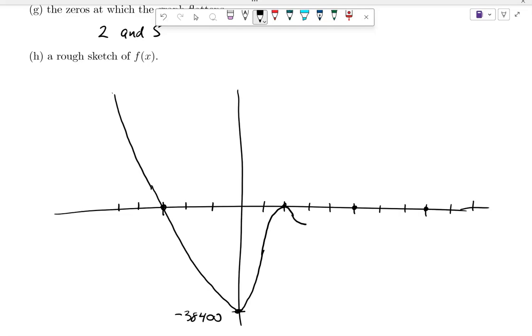Now I'll go to the next 0. What happens at the next one? It kisses it again. Just touches it, comes back off of it again. Go to your next 0. What happens there? Crosses. Does it flatten? No. So it just goes straight through. And did we end up in the right spot? Yeah, the end behavior is supposed to go up to the right, isn't it? Here we go, we're done. There's a rough sketch. It's not great, but that's it.